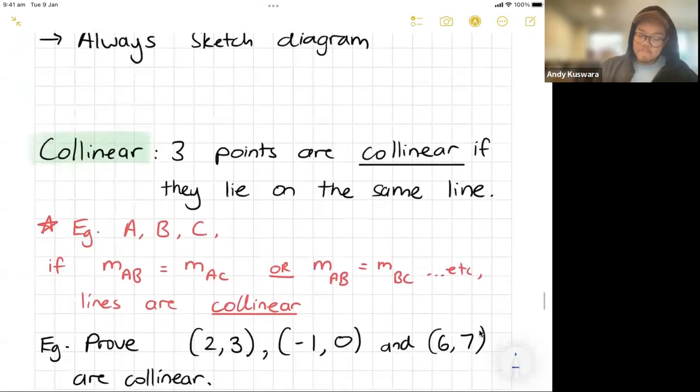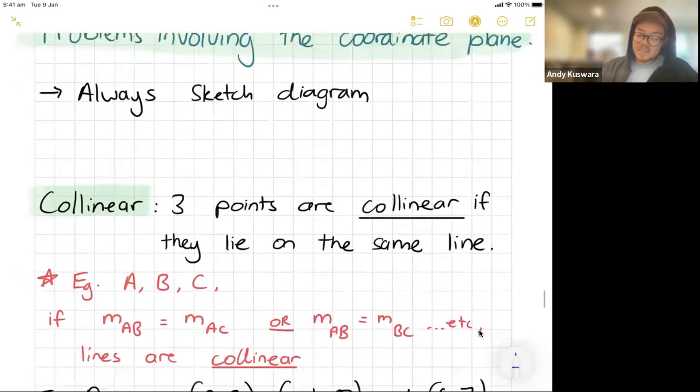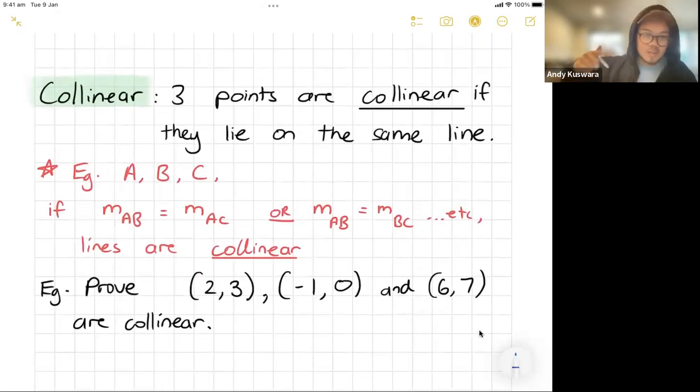Now, there's three types of things that we'll look at. We'll talk about collinear, we'll talk about concurrent, and we'll talk about general geometrical problems. But if they ever say collinear, if they want you to prove that 3 points are collinear, they're trying to prove that they lie on the same line.